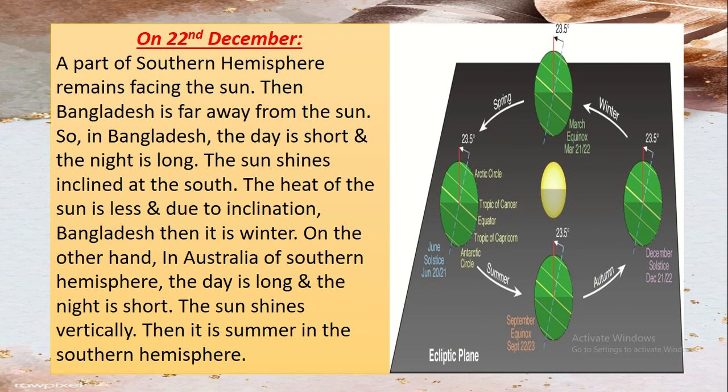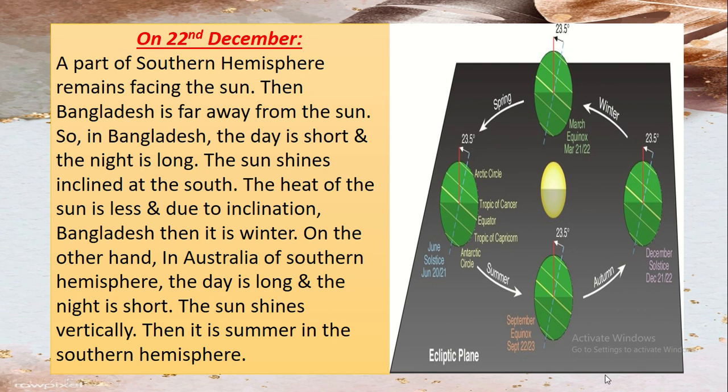Then Bangladesh is far away from the sun. So in Bangladesh the day is short and the night is long. And the sun shines inclined at the south. So in the southern hemisphere the day will be longest and night will be shortest. And the heat of the sun is less, and due to inclination, in Bangladesh it is then winter season.